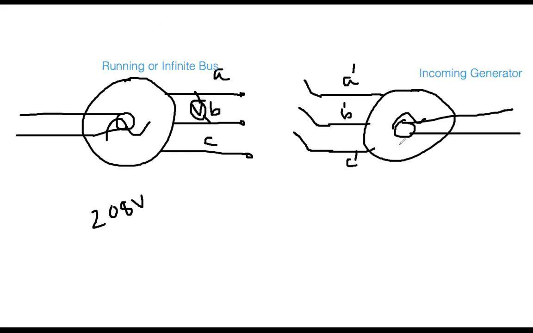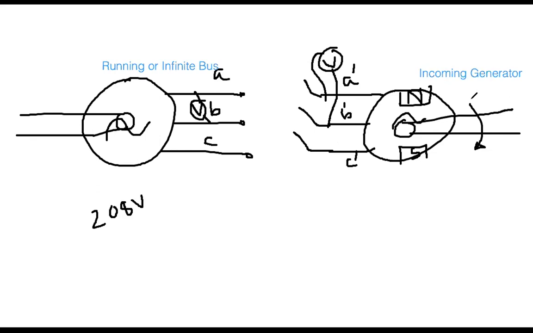Now you start the new generator, the incoming generator, its shaft is moving, and of course we are assuming that it has a magnetic pole, north pole, south pole. You excite it, and it starts producing voltage. And then now you connect the voltmeter here, between this point and this point, and you measure the line to line voltage.